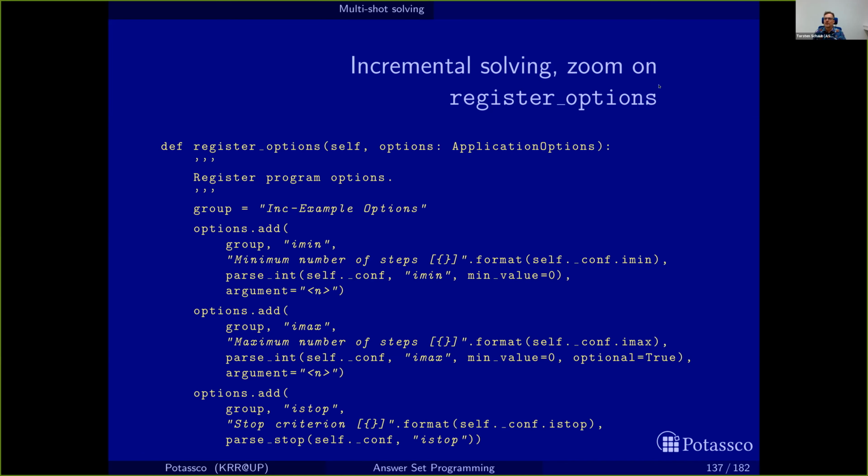Okay, now here we look at just a feature that allows you to extend your application by registering options. Again, it's perhaps a bit sidetracked, but if you now want to write an incremental version of Clingo and you write this thing, you may want to give options to the user.